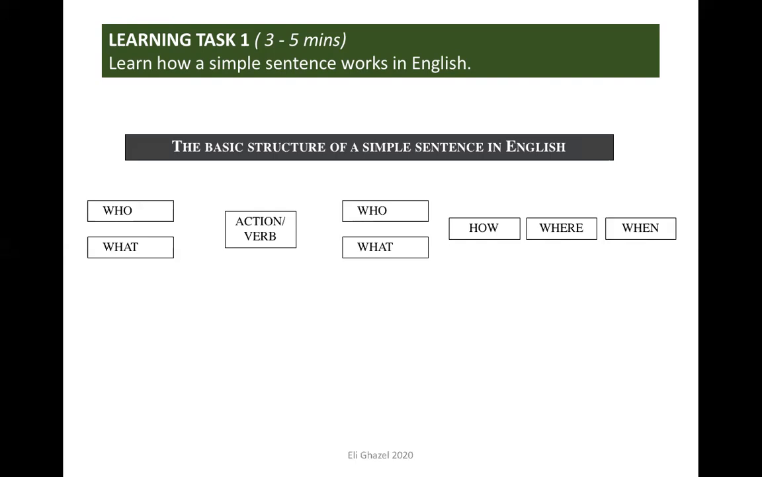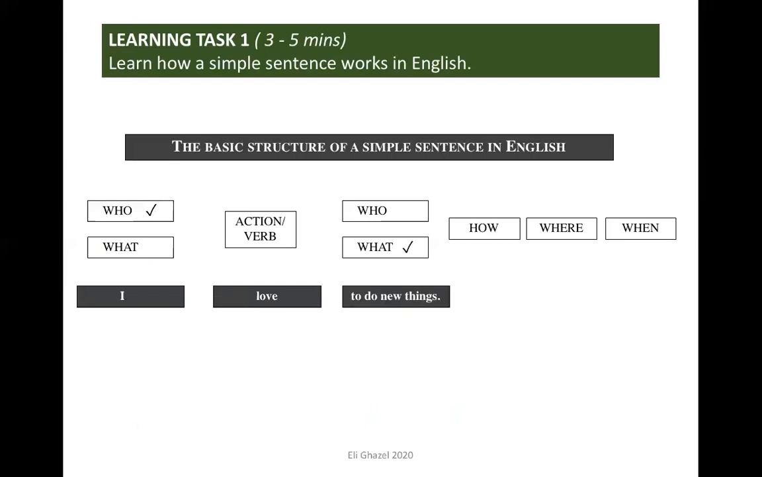Now, let's take a couple of sentences, and this is now your part. You're explaining this to the students. You say, let's take a sentence from the 6 or 7 sentences that we've done and see how it works. I is the who, right? Good. Love is the verb or the action. What do you love? To do new things. I love to do new things.